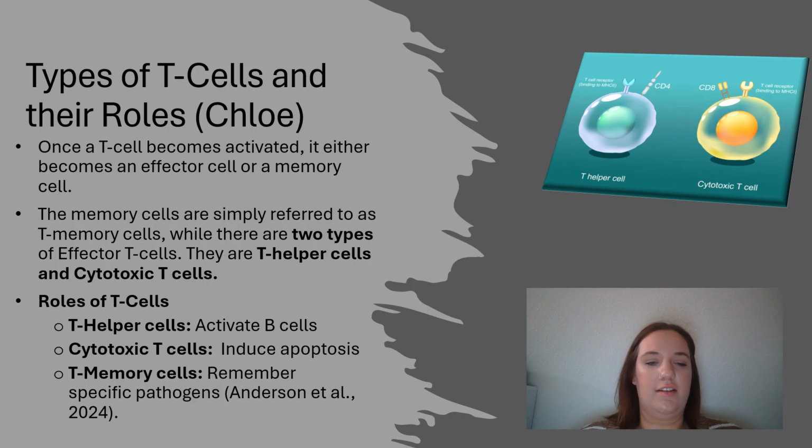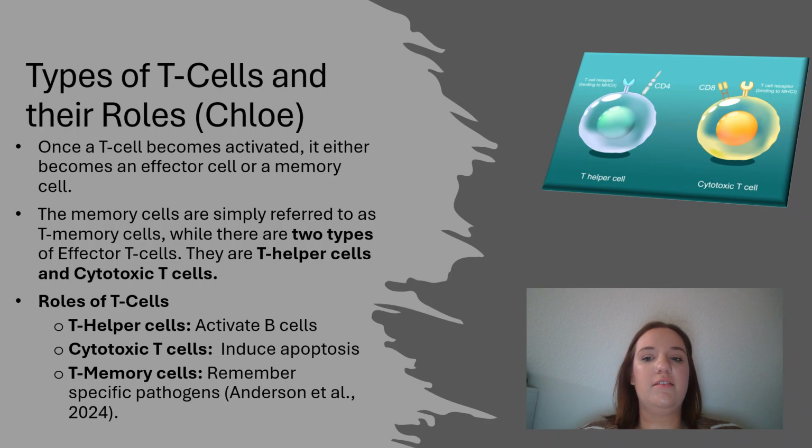So what are T cells and what do they do? First of all, when a T cell becomes activated, it can either become an effector cell or a memory cell. The T memory cells are simply referred to as T memory cells, while the effector cells can either be a T helper cell or a cytotoxic T cell. The helper T cells are important to the humoral immunity response as they produce cytokines to send a signal to the B cells.